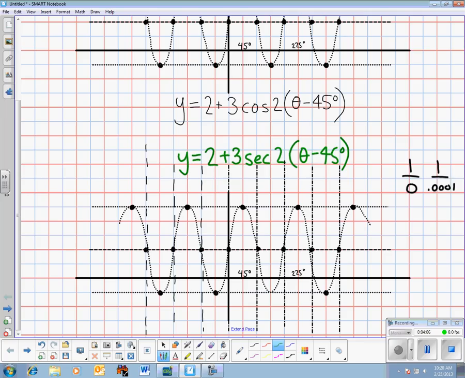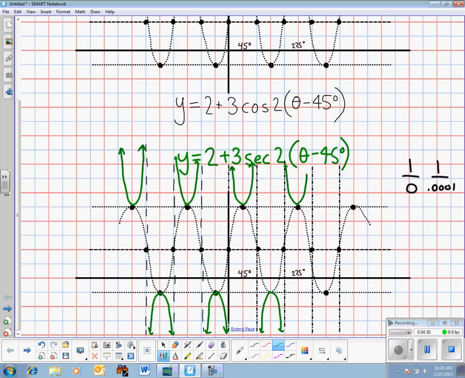And that actual secant graph is going to look like this. We just do little U-shaped graphs between all of those asymptotes. And that is what a secant graph looks like. So if you can graph cosine, which I know you can because I've seen you do it, you can graph secant. And if you can graph sine, then you can graph cosecant.